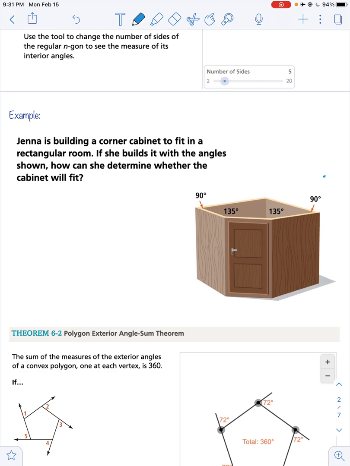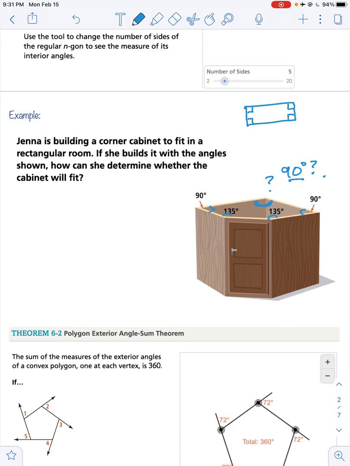Well, the angles shown, this is 90, this one is 135, this angle is 135, and this one's 90. The one that we're missing is this angle over here. I don't know what this is. If I'm trying to fit this corner cabinet into a rectangular room, all of the angles in that rectangular room are going to be 90 degrees, right? So what I'm trying to figure out is whether this angle is 90 degrees. I don't know what it is, but I can figure it out. How can I figure it out?